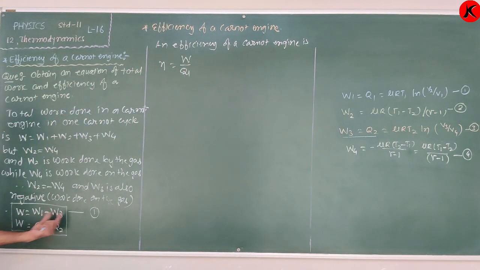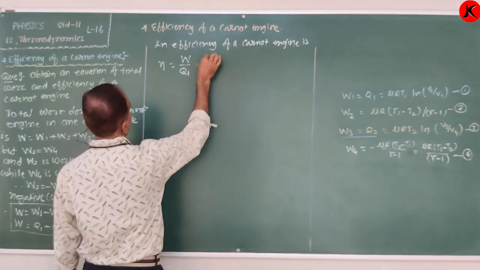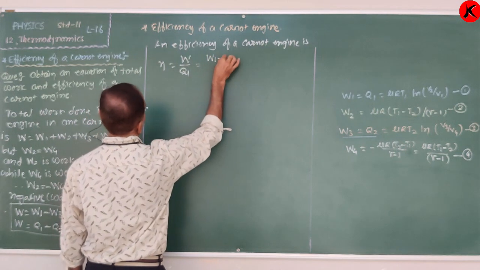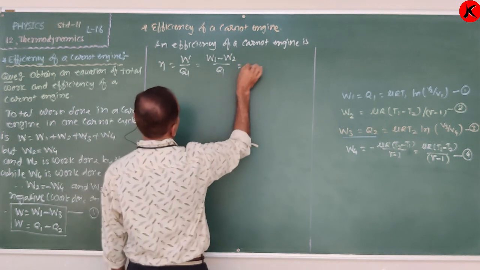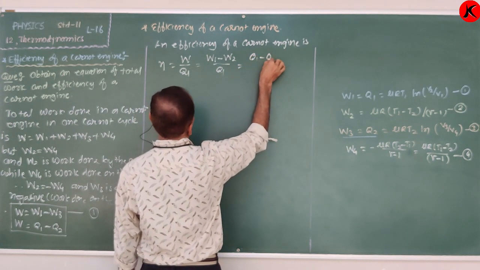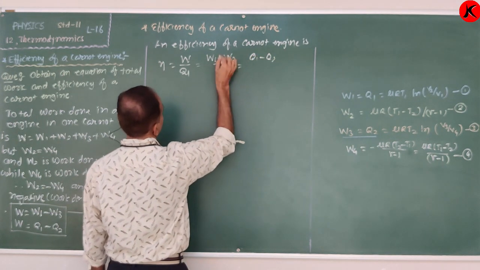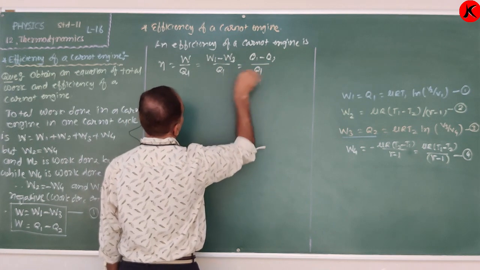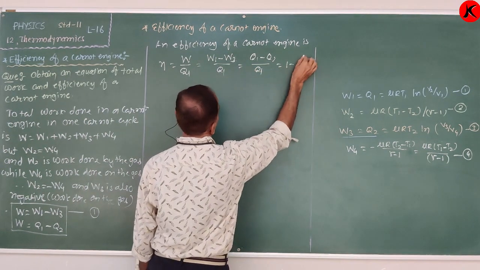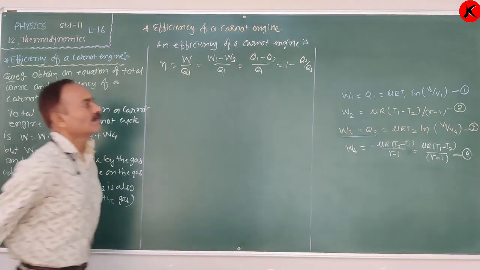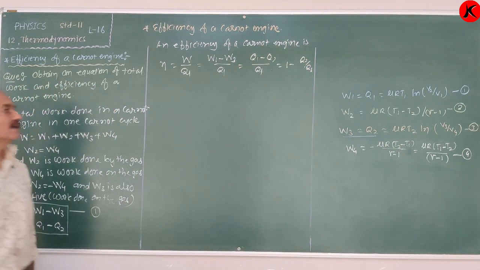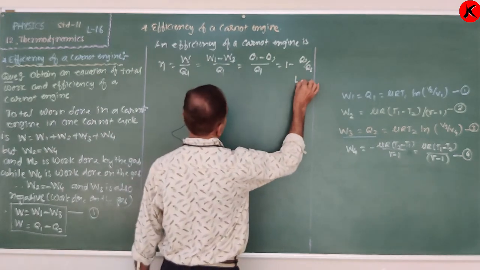But from equation 1, W is equal to W1 minus W3, or in other words, Q1 minus Q2, upon Q1. Therefore, 1 minus Q2 upon Q1. That is our second equation.